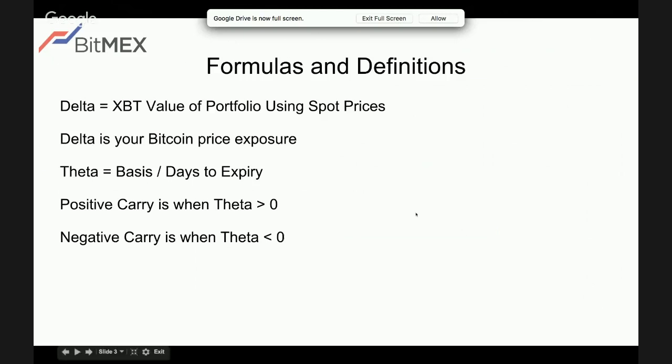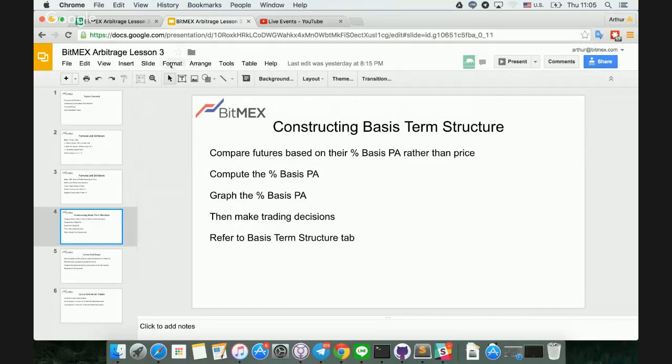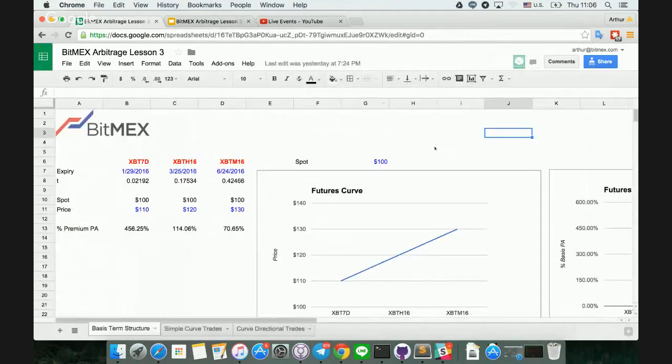Okay, so let us go to the next section. Constructing the basis term structure. Now I will go to the first tab of the spreadsheet that has been provided. And we're looking here at the basis term structure. Now I've given three futures contracts, a weekly, a quarterly, and a bi-quarterly. So we have a weekly, a March, and a June futures contract. Here are the expiry dates listed below, and we compute our T, or time component.